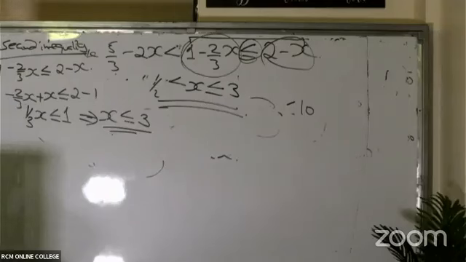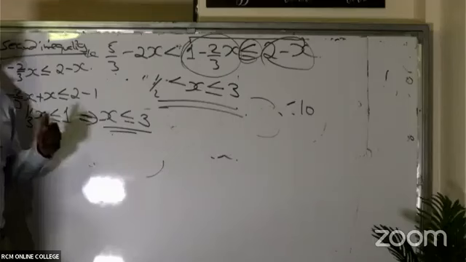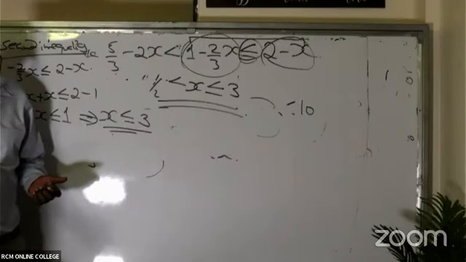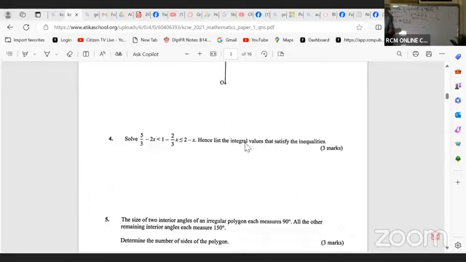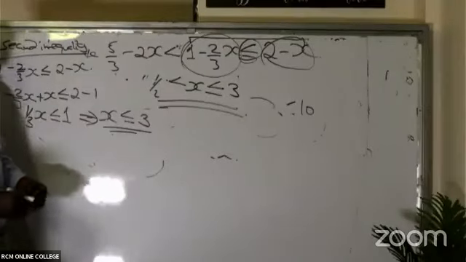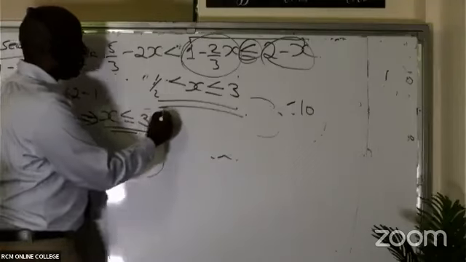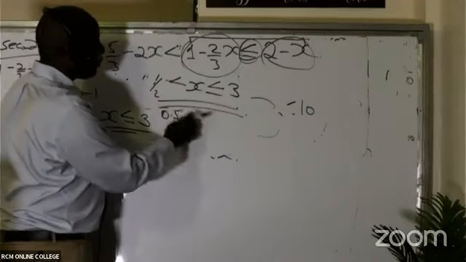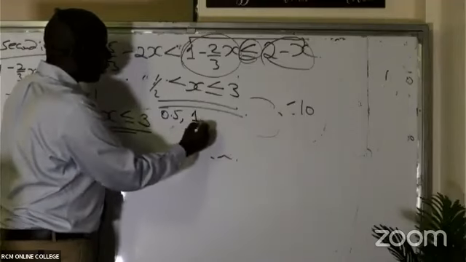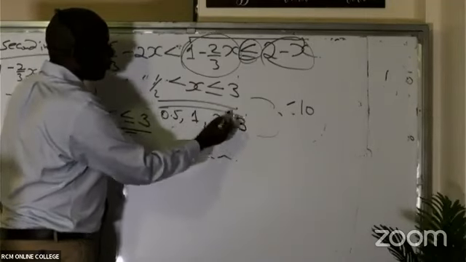So from there, we look at what we call the integral integers, because at the end of the day, the examiners wanted us to list the integral integer values that satisfy the inequalities. So the numbers 1, 2, 3. Remember here, which numbers do we have? We have 0.5. From 0.5, if we start counting whole numbers, if we remember the number line, I'll talk of 1, I will talk of 2, I will talk of 3.